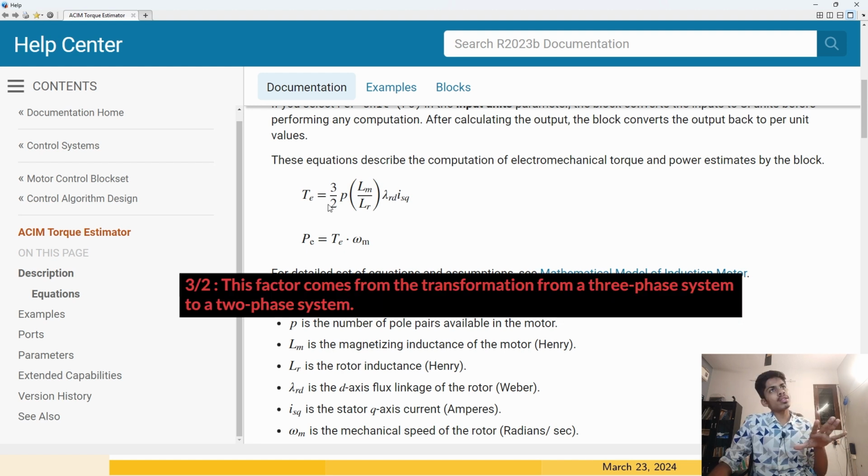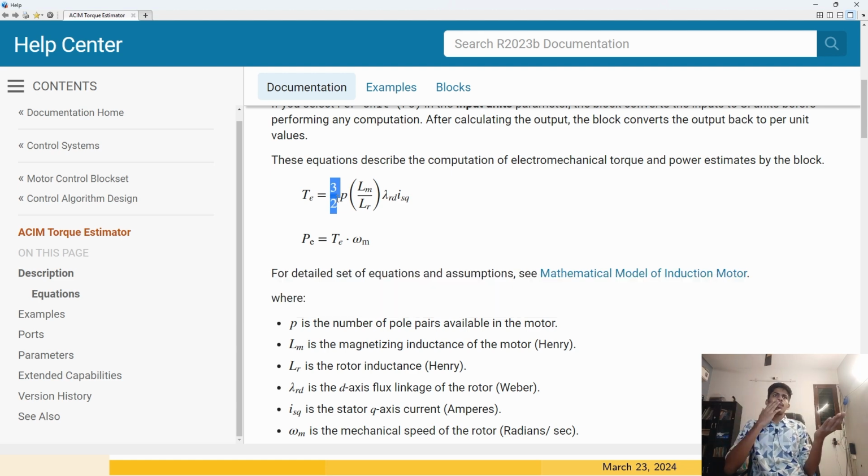quadrature axis current. This 3 by 2 factor is since we are working with the DQO frame, so that factor is coming from there. So this pole, if you increase, this is not pole, this is pole pair. So north and south constitute one pole pair. So if you have more poles, you'll have less speed but more torque will be there. That is why this is in the numerator. So if you increase the number of pole pairs, so for example 4 pole, 8 pole, the torque will be higher but the speed will be lesser.